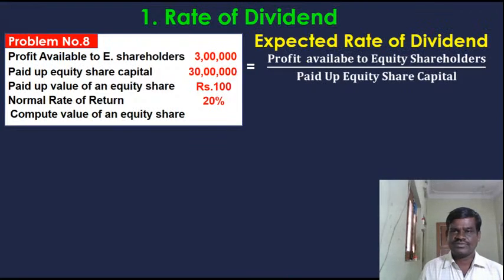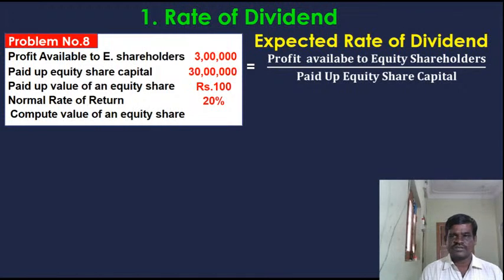What is the formula to calculate the expected rate of dividend? The expected rate of dividend is equal to profit available to equity shareholders divided by paid up equity share capital.